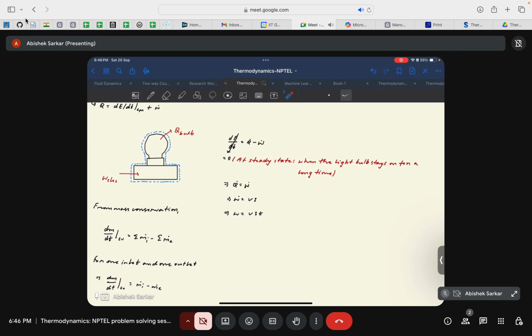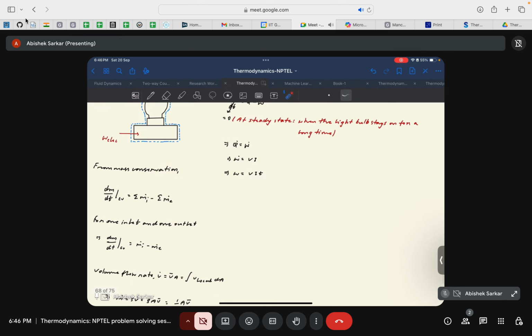Mass conservation is given by this equation: the rate of change of mass inside the control volume is equal to the net mass influx minus the net mass outflux.